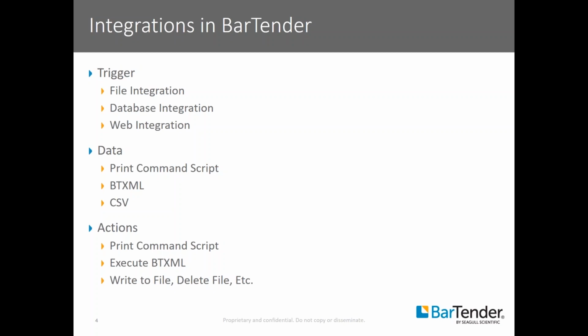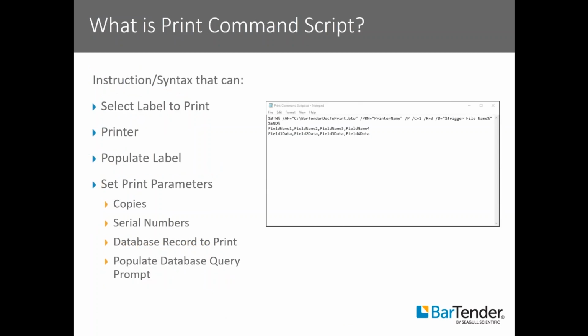Today specifically, we'll be building an integration with a file trigger and the data coming in through that file integration. So we're going to be dropping a file into a directory somewhere. The data coming in will be print command script, and the action that we'll be executing so happens to be either print or print command script. Today we're executing print command script. So let's quickly talk about what print command script is.